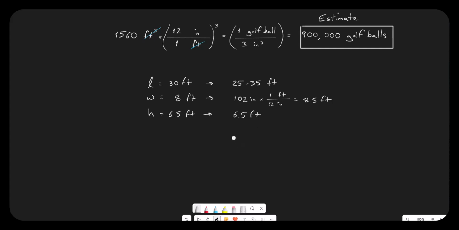The total volume of a golf ball, that was the other thing we needed. We said the volume of a golf ball, I said 3 cubic inches. The actual volume of a golf ball is 2.48 cubic inches. So I was a little bit over, but that's okay. We're not doing bad at all.